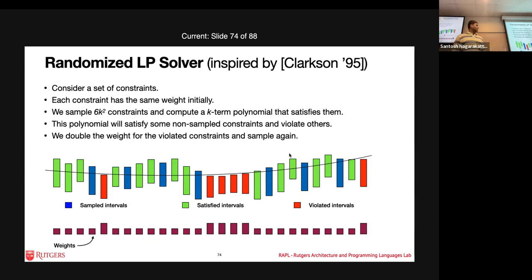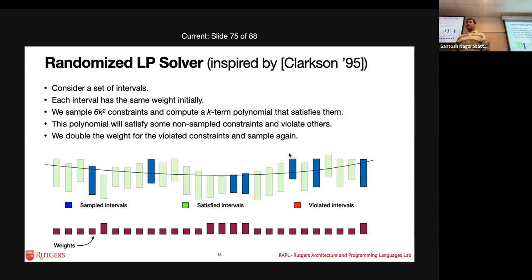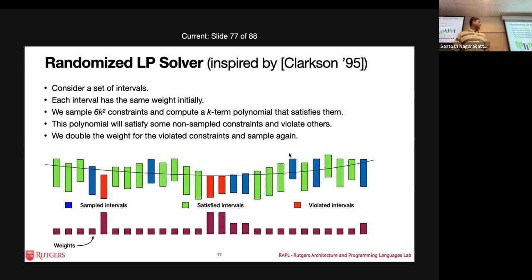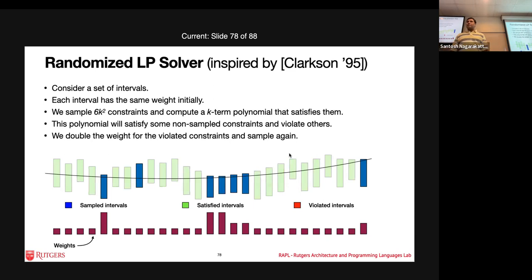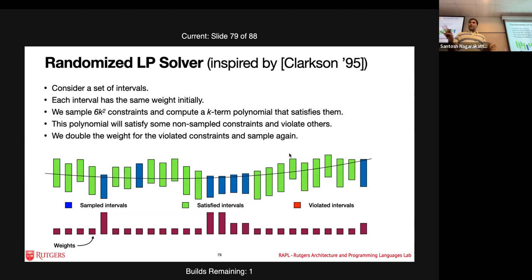So now we do weighted random sampling again, and we choose a new sample, generate a polynomial, and it will satisfy a large fraction of them. Then there will be some violated points, double their weights again, and redo the process. And eventually, you generate a polynomial that satisfies all the points. Again, the details are in the paper, we have a proof.